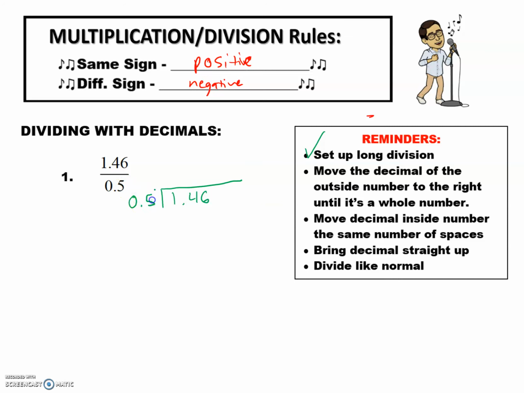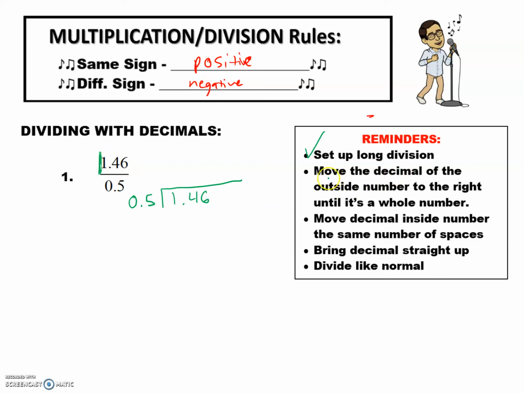Or 0.5, excuse me. I like to think about this just rotating like that. Think about it. See how the 0.5 is on the outside and this is on the inside? Draw that line up. It's kind of like turning this on its side. That's how I like to remember it. All right, so we've got our long division.